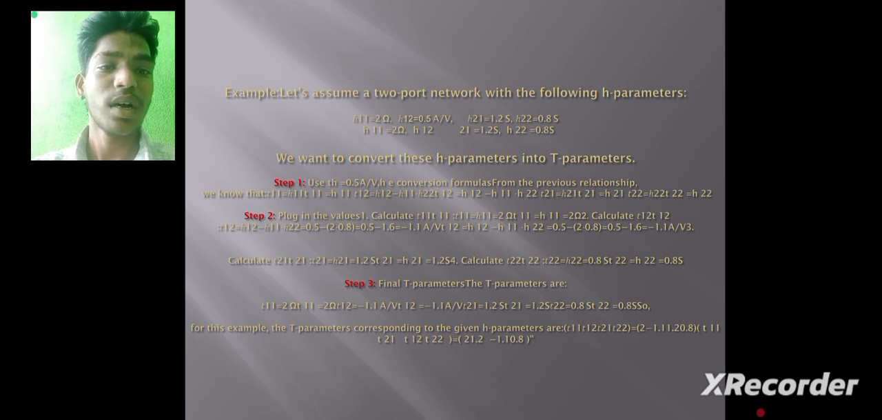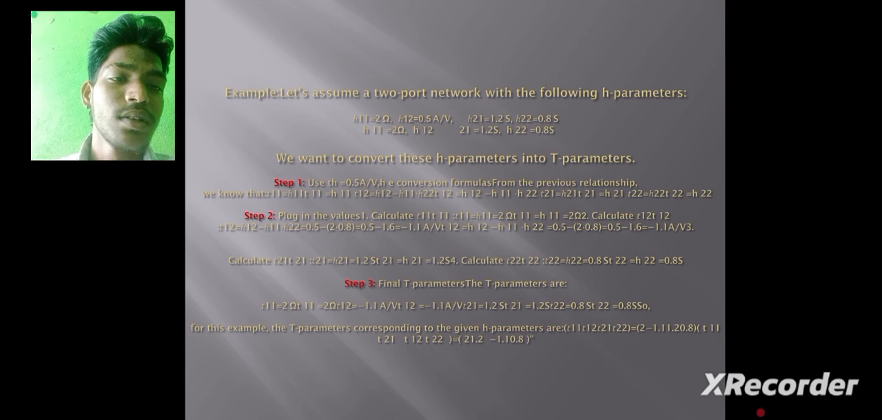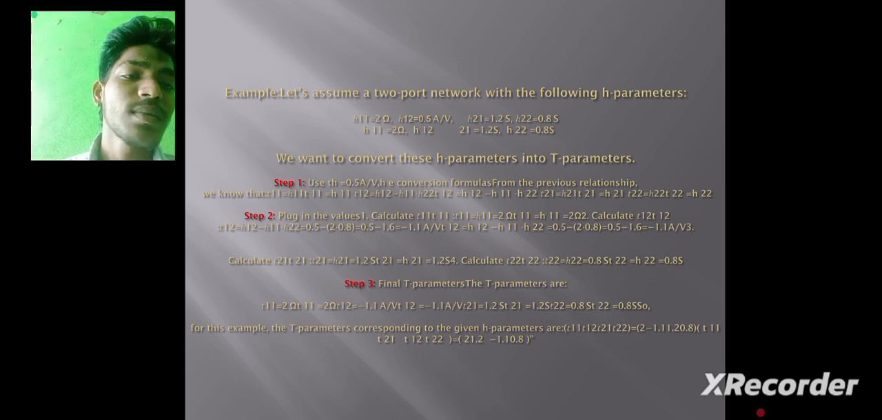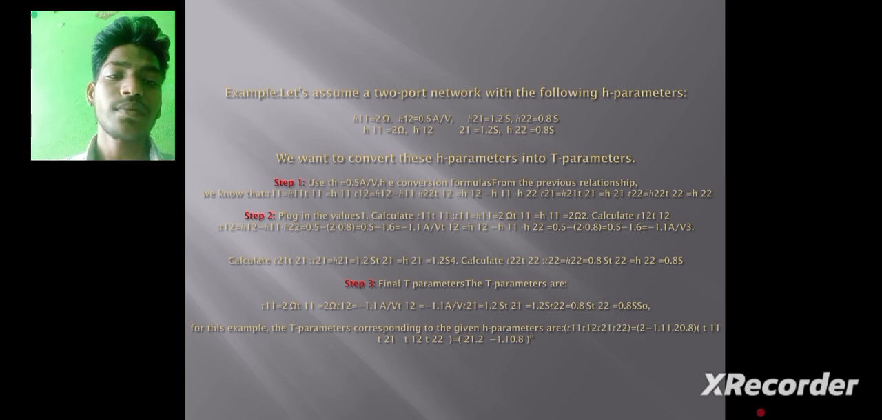Calculate T21: T21 equals H21 equals 1.2 S. Calculate T22: T22 equals H22 equals 0.8 S. Finally, the T parameters are T11 equals 2 ohms, T12 equals minus 1.1 ampere per volt, T21 equals 1.2 S, T22 equals 0.8 S. From this example, we get the T parameters corresponding to the given H parameters.